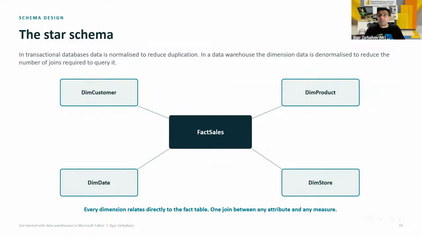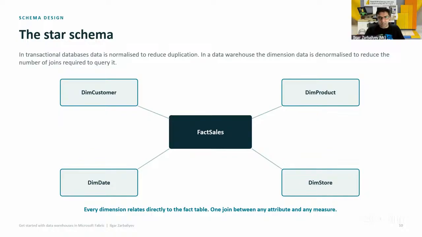Now let's put those tables into a shape. This is the star schema, and it's the default answer for analytics. Start with the contrast. In most transactional databases used in business applications, the data is normalized to reduce duplication. That's correct design for an application. In a data warehouse, however, the dimension data is deliberately denormalized to reduce the number of joins required to query the data. We accept some duplication in exchange for speed and simplicity.